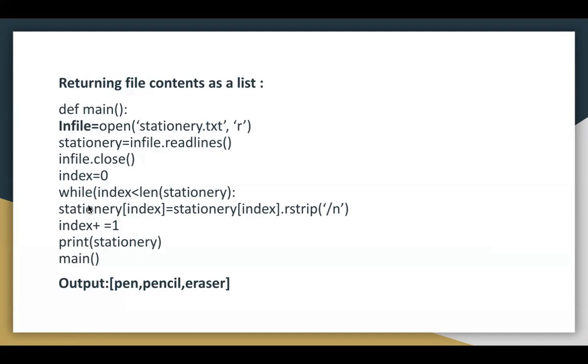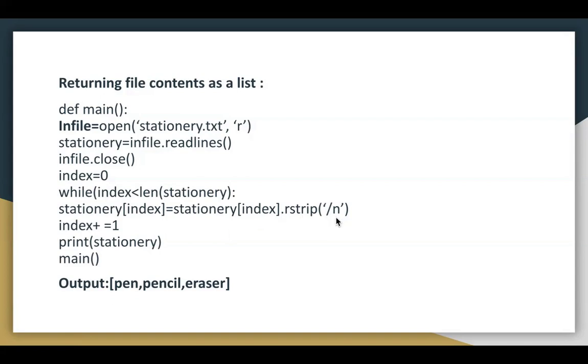And we are using the while loop. So index is less than the length of stationery. Previously, I said that to find the number of elements in the list, we use the function len. So it compares with the length of the stationery. Here you can observe index is equal to 0. So for the first loop, 0 is less than the length of the stationery, which is 3. So 0 is less than 3, it is true, so it will enter the loop. So stationery of index, see here stationery of 0, the 0th element is pen, is equal to stationery of 0 dot rstrip, and new line.